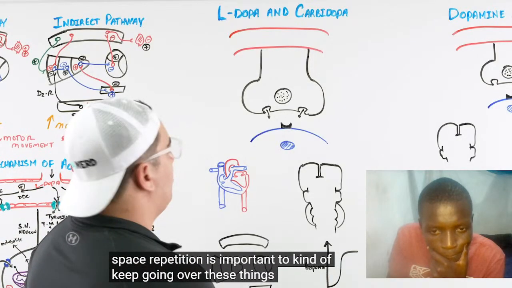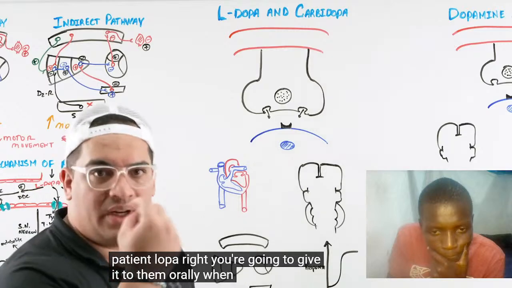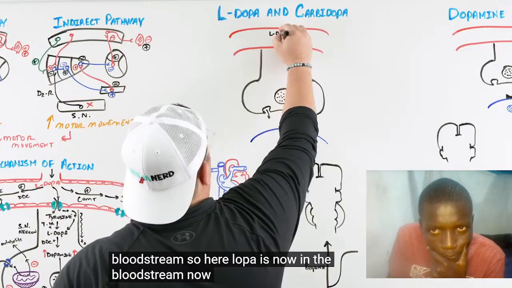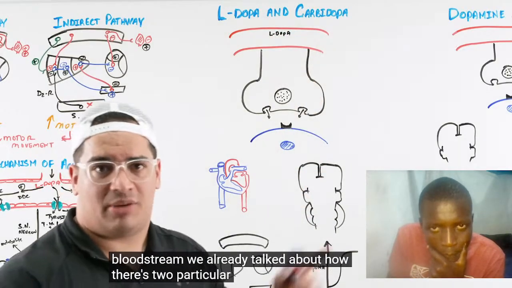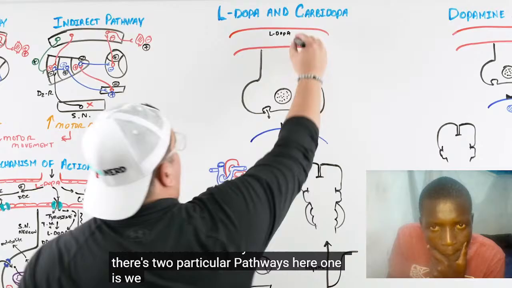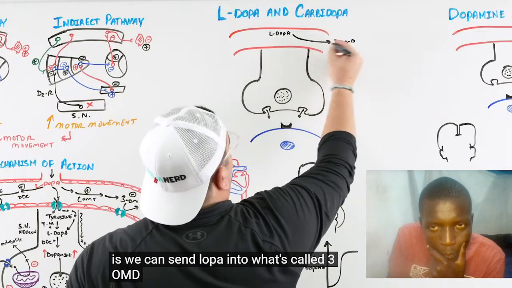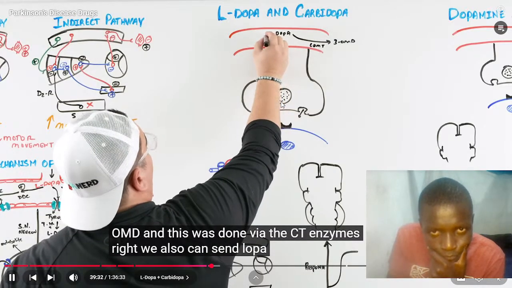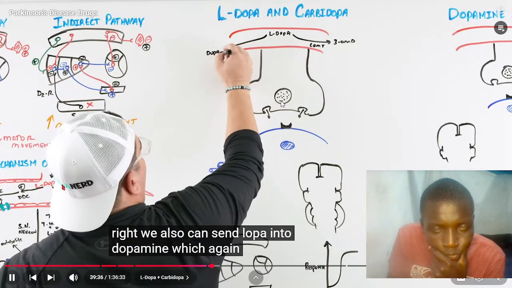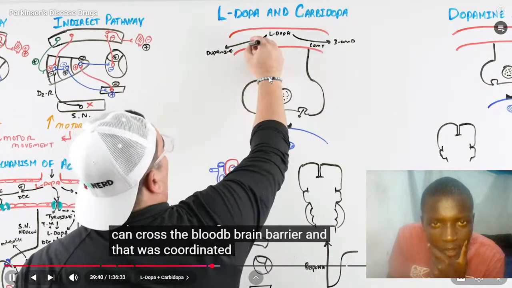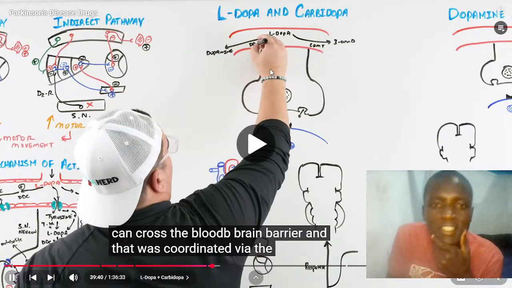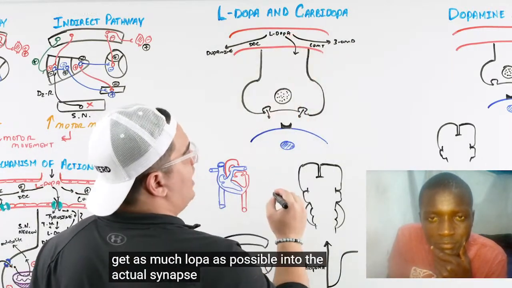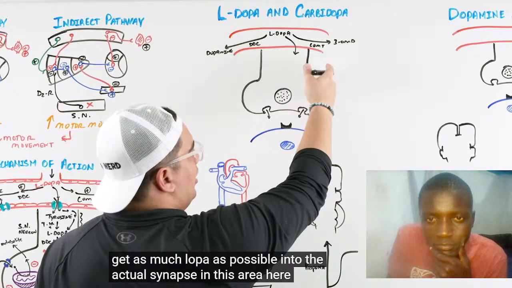But the basic concept is that when you give a patient L-DOPA, you're going to give it to them orally. When it's given orally, it crosses the GI tract and gets into the bloodstream. So here, L-DOPA is now in the bloodstream. Now, we already talked about how there's two particular pathways here. One is we can send L-DOPA into what's called 3-OMD, and this was done via the COMT enzymes. We also can send L-DOPA into dopamine, which again, neither of these can cross the blood-brain barrier, and that was done via the DOPA decarboxylase. The whole goal, though, is to get as much L-DOPA as possible into the actual synapse, in this area here, to cross the blood-brain barrier.